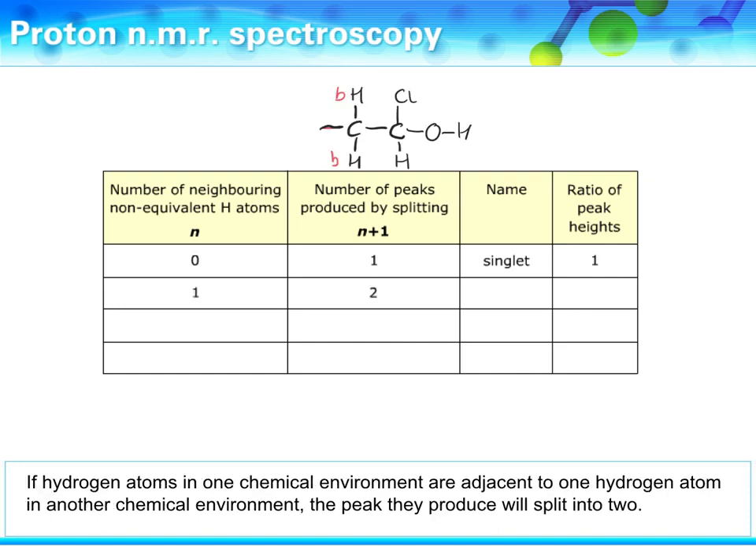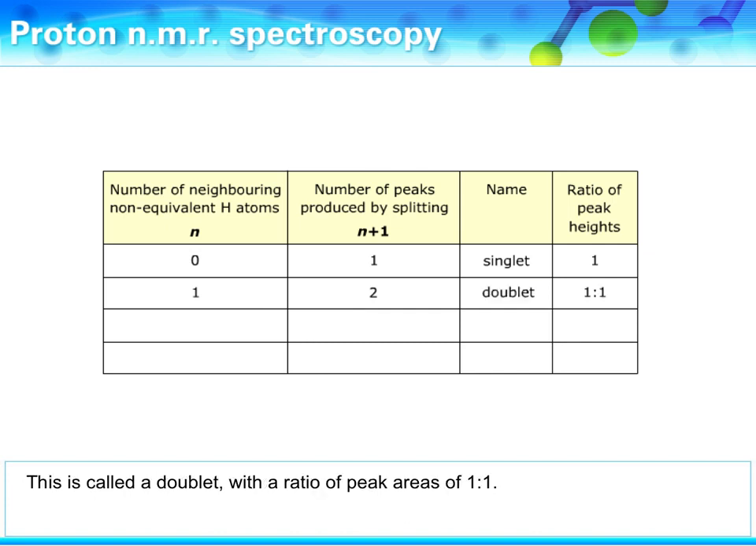Let's now consider these two protons here, these protons B. They're equivalent. They have one nearest neighbour on the adjacent carbon atom, so their signal will be split into two. Because there is one nearest neighbour plus one, it's split into two. This is called a doublet, and the ratio of the peak heights is the same, 1 to 1.